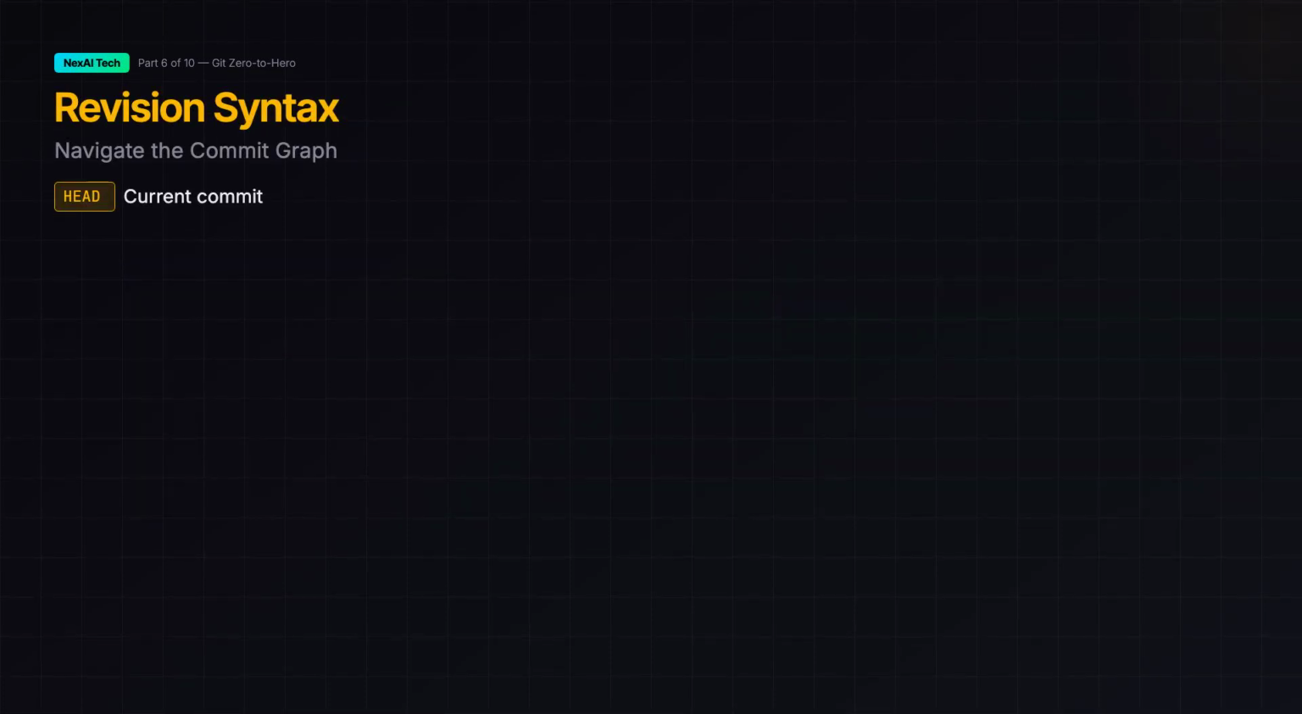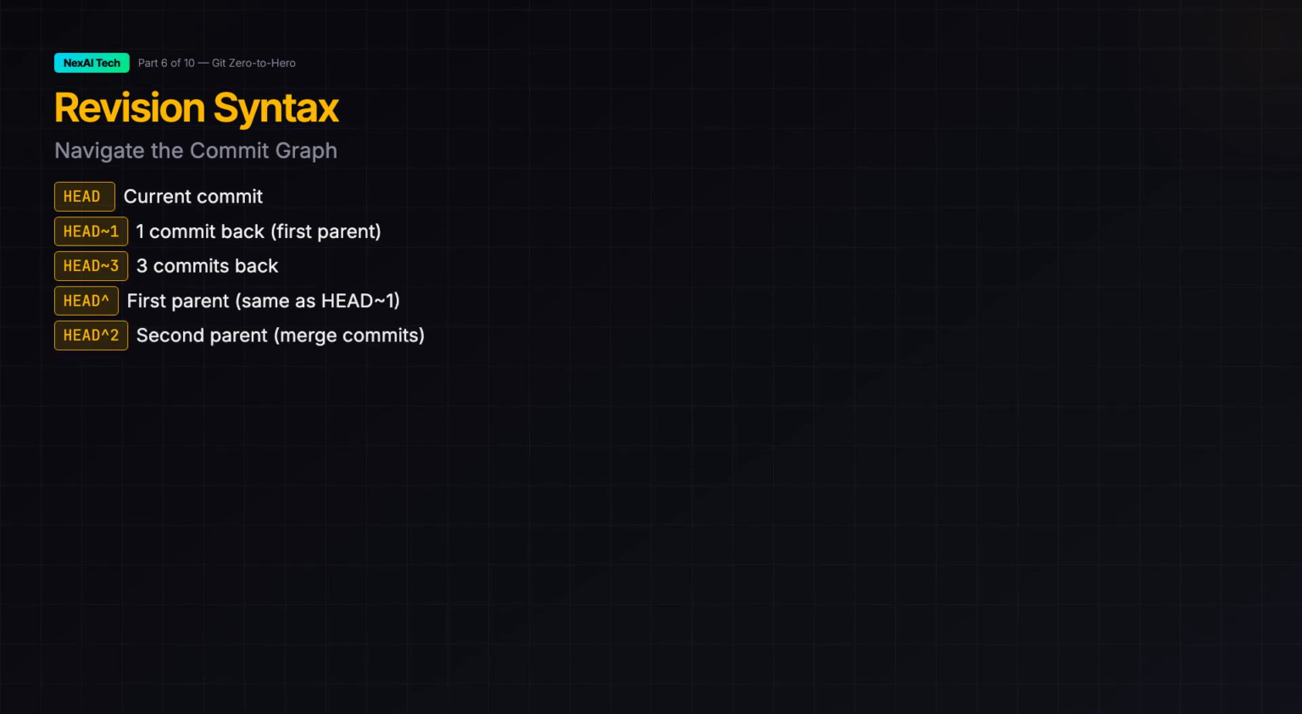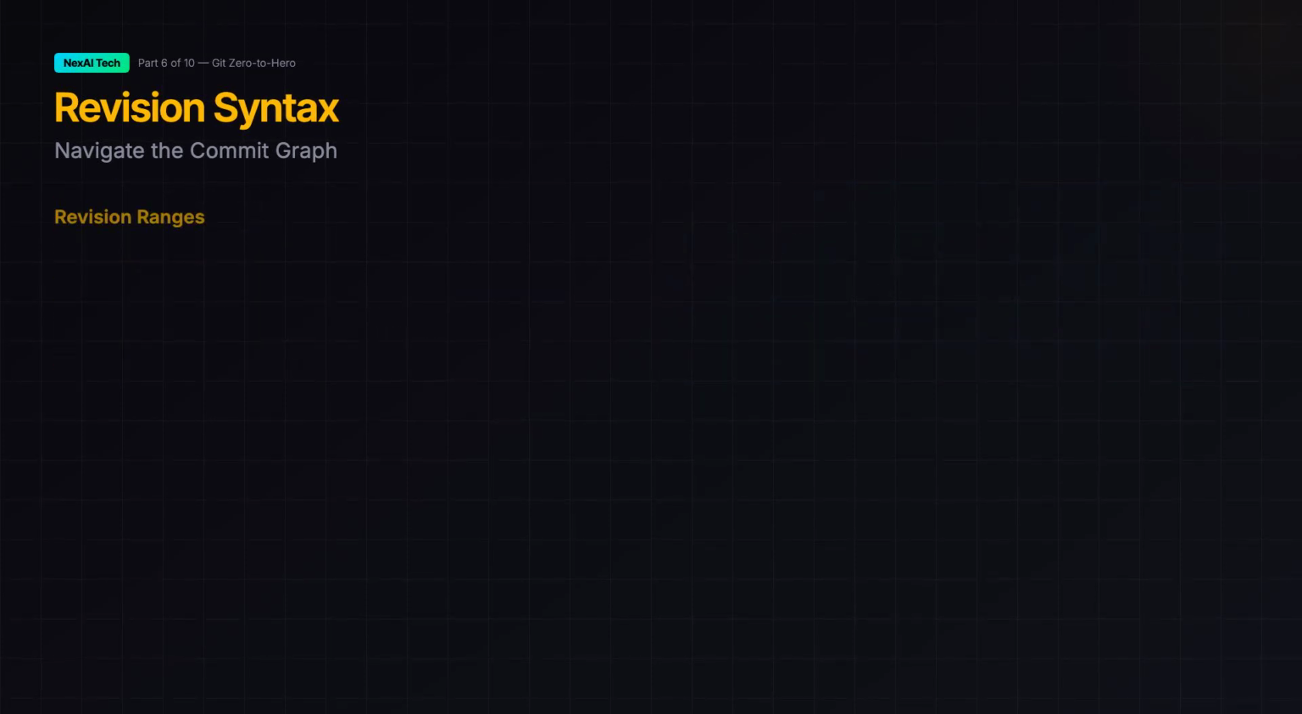Git has a powerful syntax for navigating the commit graph. HEAD points to your current commit. HEAD~1 goes back 1 commit, ~3 goes back 3. HEAD^ selects the first parent, which is the same as HEAD~ for linear history. But they differ at merge commits. HEAD^2 selects the second parent of a merge. Think of tilde as walking back generations and caret as choosing which parent at a merge. The @ sign is shorthand for HEAD.